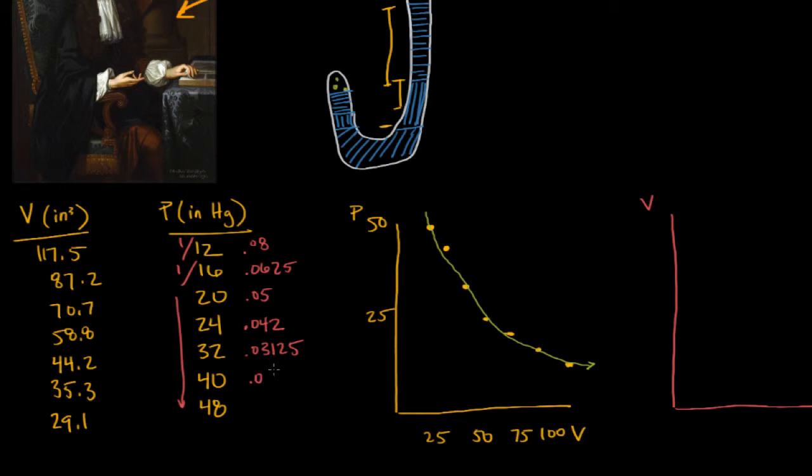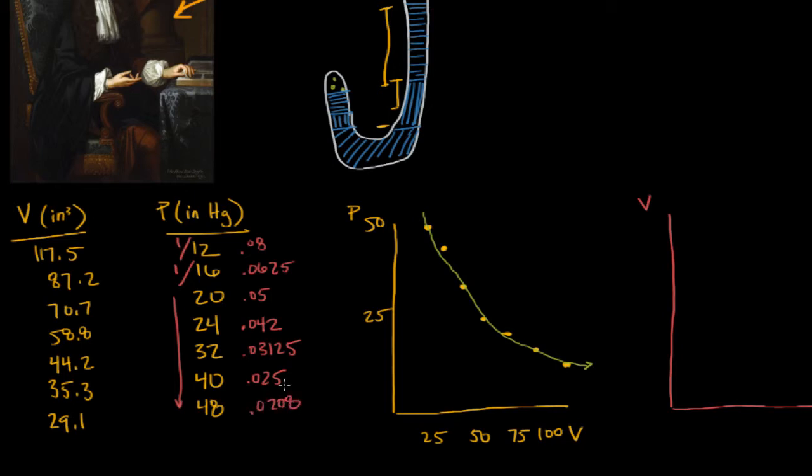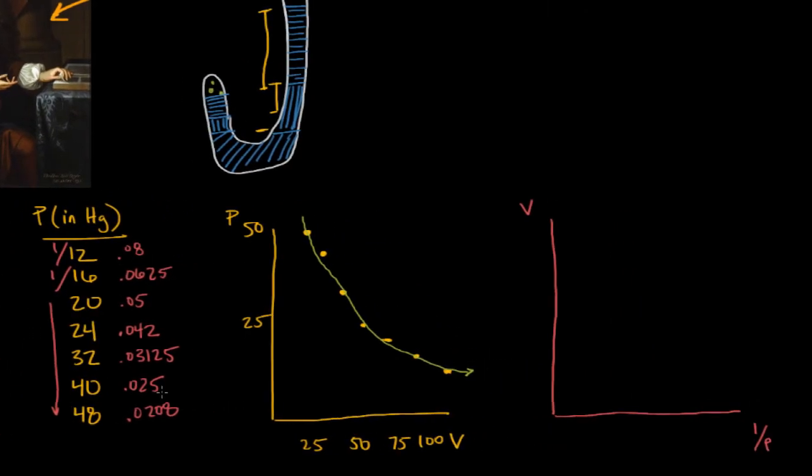1 divided by 40 is 0.025, and then 1 over 48 is 0.0208. And so we can populate our graph with these values, and about the highest inverse pressure value we have is 0.08, and about the lowest is 0.02, so we can fill that in here. And we're still working with the same values for volume, so the highest is a little bit over 100, and then we can put in 50 and 25 and 75.